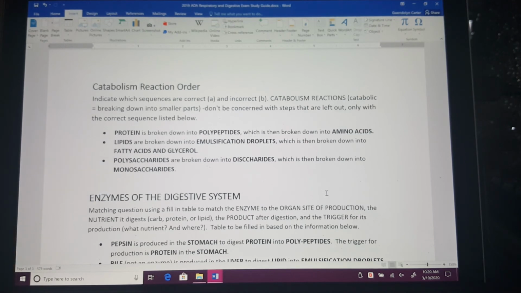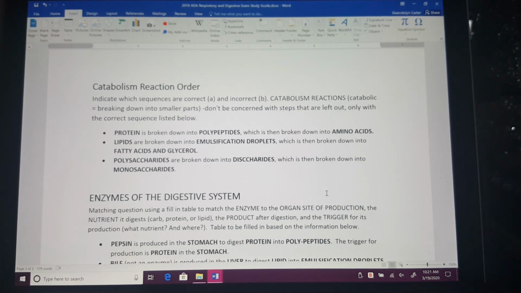So for this part of the test, you will have the option of saying whether or not the order that is presented to you is correct or incorrect. So let's say hypothetically, let's go with the polysaccharide one. Let's say the sentence says disaccharides are broken down to polysaccharides and then monosaccharides. Obviously that's the wrong order, so your answer on your Scantron would be incorrect, which would be your B.